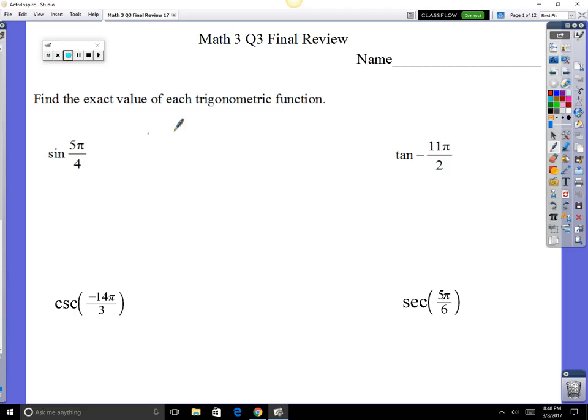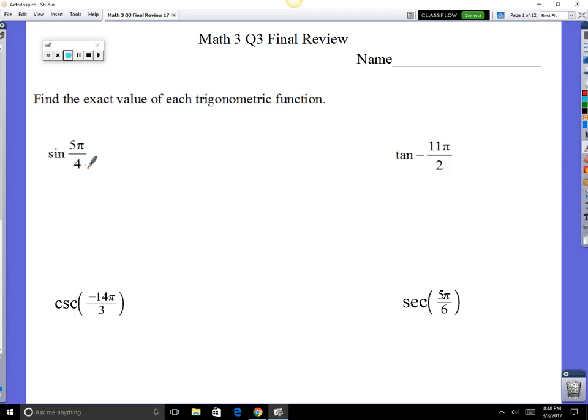Sine of 5 pi over 4. So they're giving it in radians. And radians don't really mean much until you've had a lot of experience with them. But now, maybe if you know divided by 4, that's going to be some kind of a 45.